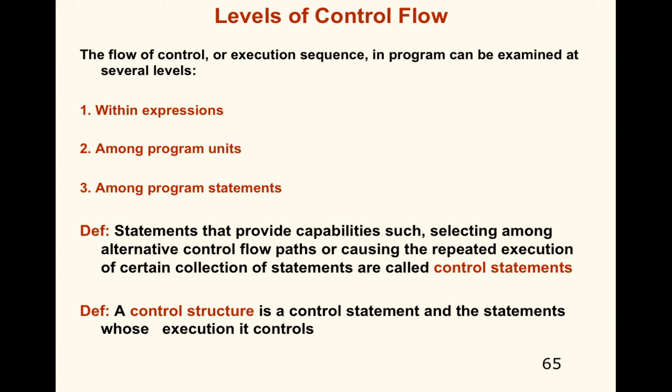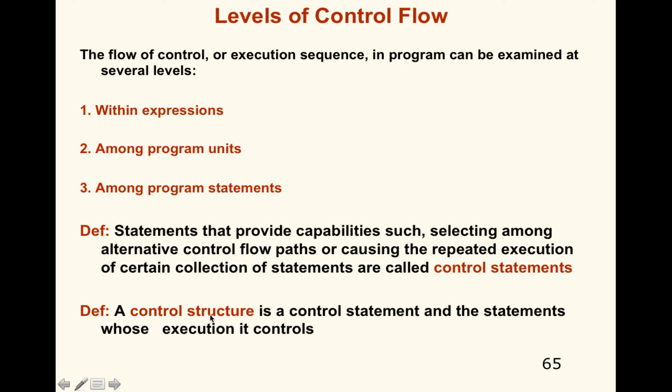So statements that provide the capabilities such as selecting among alternative control paths, or causing repeated execution of a certain collection of statements, are called control statements. So if you have a bunch of control statements encapsulated together, you can call them a loop, or a case switch, or an if then else. We have different types of loops. We have different types of multiple selection and single selection control statements. These are all really classified as what they call a control structure.